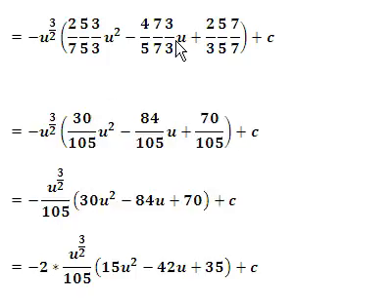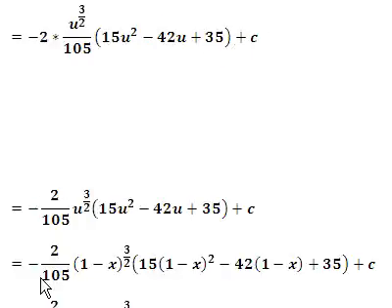Now the idea is I want to join this into one big single fraction, but I need to get a common denominator. And so that's where you see all this stuff coming from. And so I end up getting a common denominator, and then I factored out the 105. And so now we're left with what we've got here. I now factored a 2 out, which leaves us with a 15u squared minus 42u plus 35.